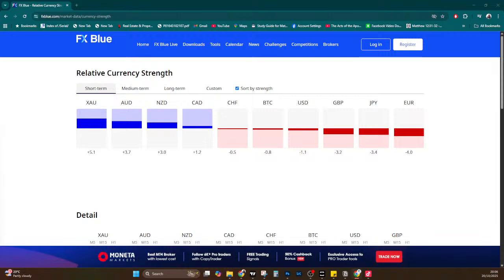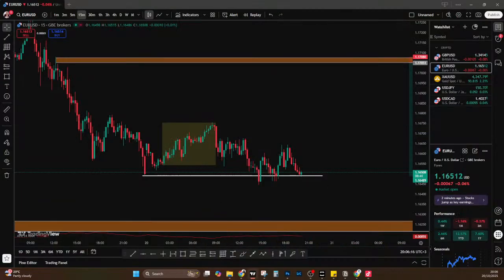See that on YouTube. So we are here in TradingView.